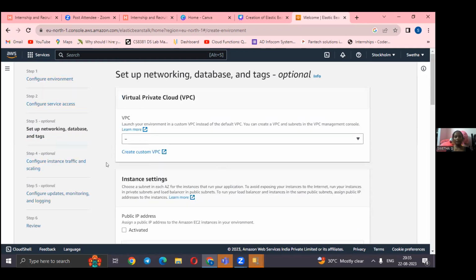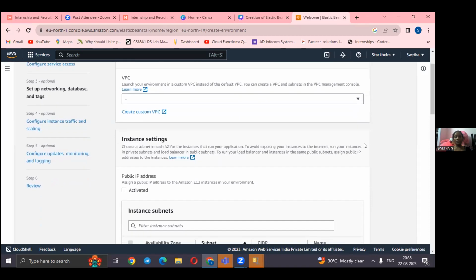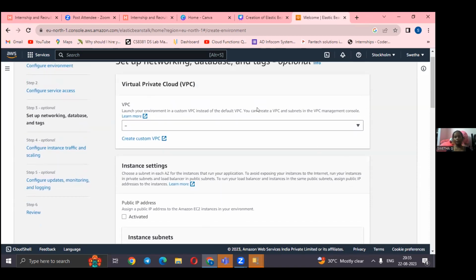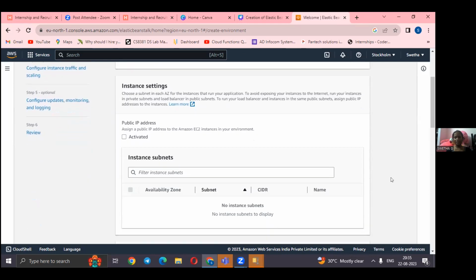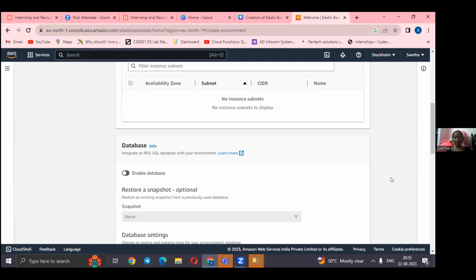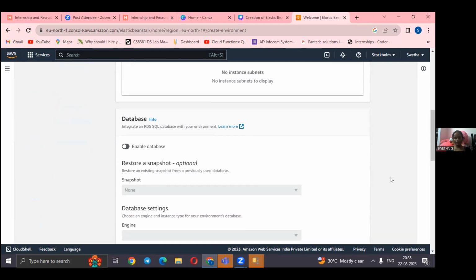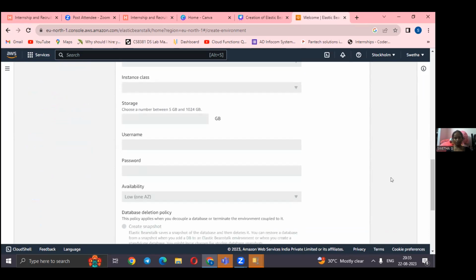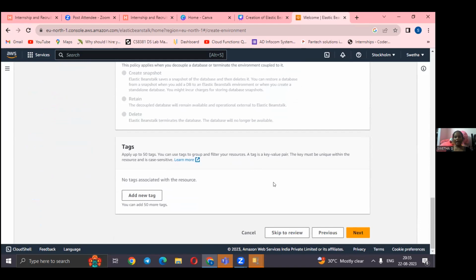Then the third, fourth, and fifth steps are optional. If you require additional features for your website, you can add them here. This is for setting up networking, database, and tags for your website. This is also the VPC, which provides security to your website. And for the instance type, if you want to add any instance type, you can add it. If you have any database for the system, you can add your database here. And if you have any tags in your web application, you can add these tags here. Then click on next. I don't have these, so I'm leaving them as default.